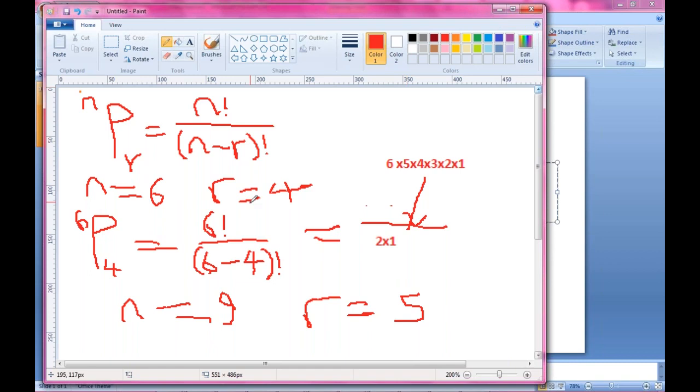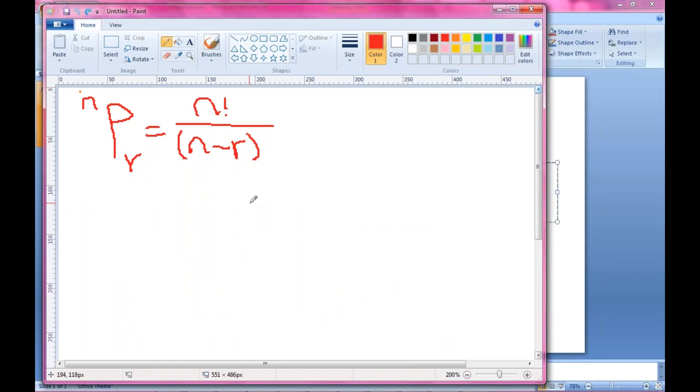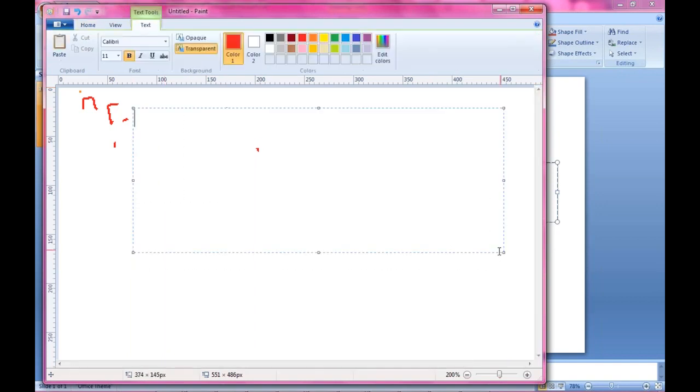So now let us go into the other subtopic under counting, which is combination. Combination is the number of ways of selecting n objects r at a time in a random manner.